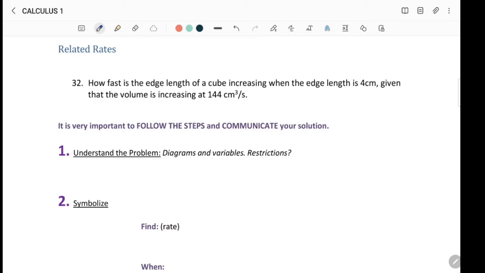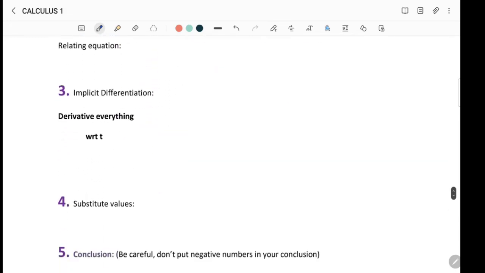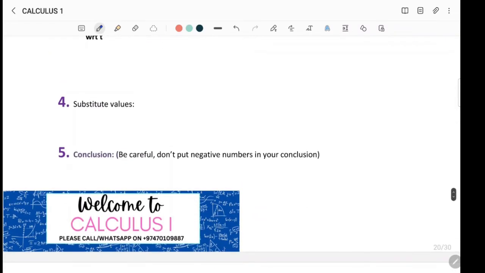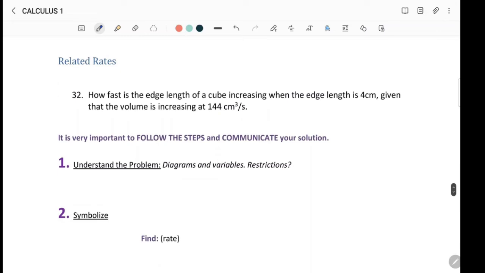When the edge length is 4 centimeter, given the volume is increasing at this rate. Okay, understand the diagrams and the steps. It's an implicit differentiation problem, and they are telling us this important line. The conclusion we have to write: how fast is the edge length of the cube changing?